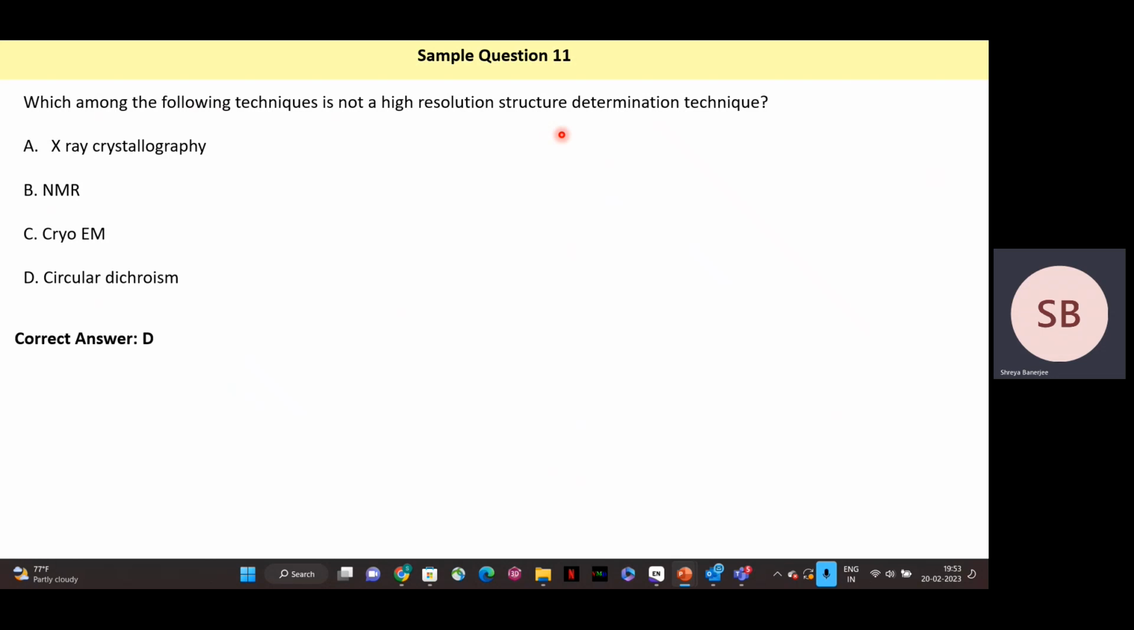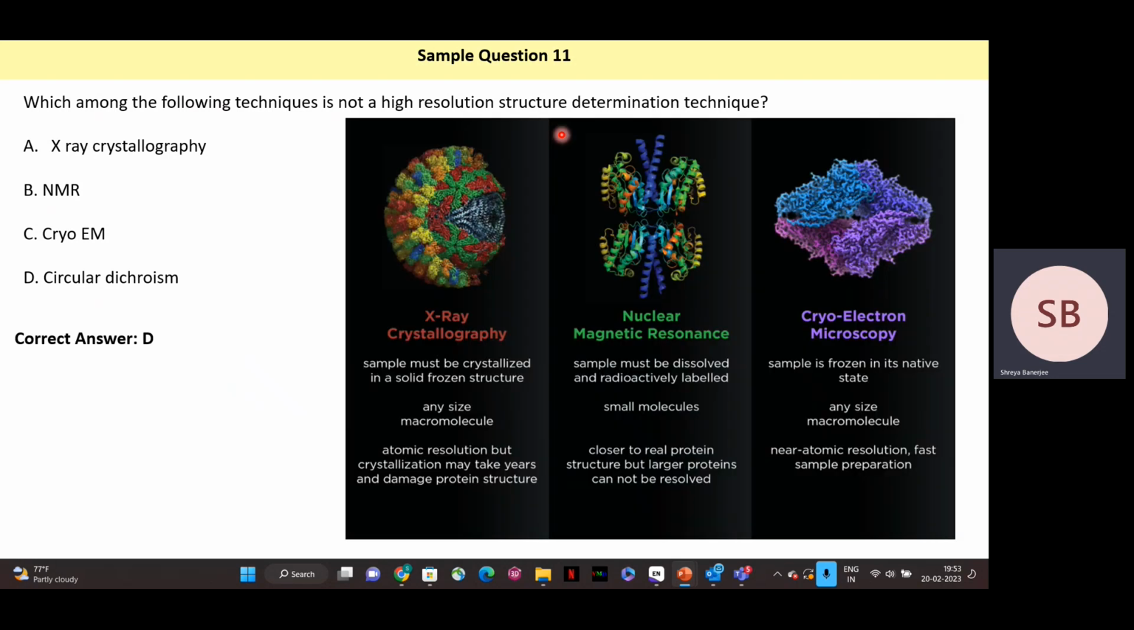The correct answer is D, circular dichroism. So if you recap, the three methods for high resolution structure determination are X-ray crystallography, NMR, and cryo-electron microscopy. To just go through the differences between these methods: in X-ray crystallography, the sample must be crystallized in a solid frozen structure. In NMR, the sample must be dissolved and radioactively labeled with NMR active nuclei. In cryo-electron microscopy, the sample is frozen in its native state.